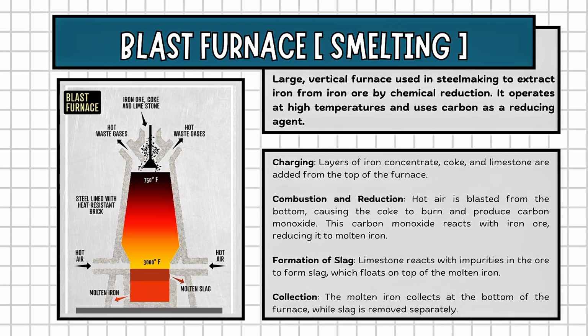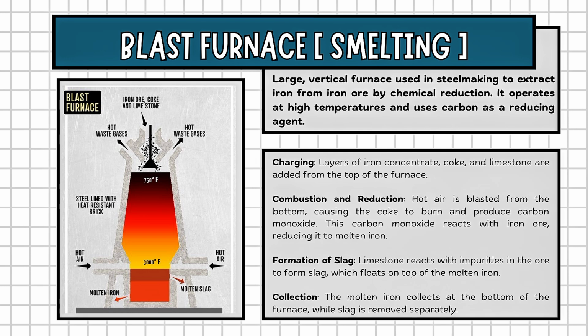After talking about the steel making processes, now let's talk about the furnaces that help us achieve successful steel making in order for us to produce steels. So first is smelting. A blast furnace is used in smelting in steel making. In this picture, you can see a blast furnace, a large vertical furnace used in steel making to extract iron from iron ore by chemical reduction. It also uses carbon as a reducing agent and operates at high temperatures.